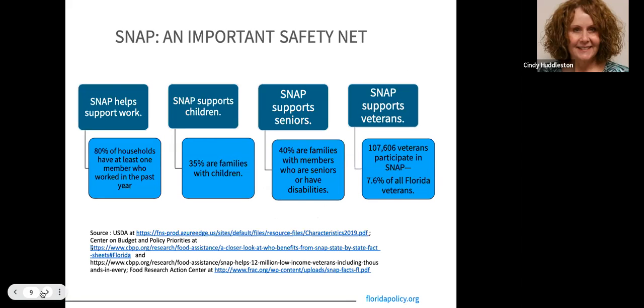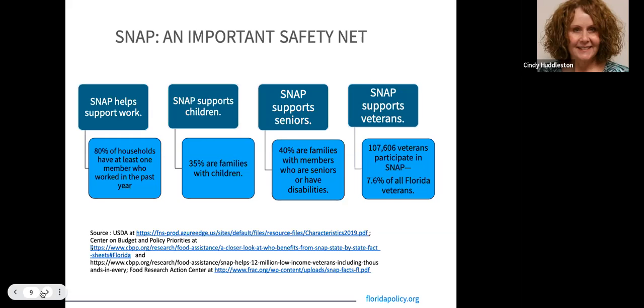Just to give you an idea of who's served in the program in Florida, families with children make up about 35% of SNAP households in the Sunshine State. 40% of households have a member who is a senior. Over 300,000 SNAP participants have a disability, including 62,000 children. 80% of households have at least one member who worked in the past year, so SNAP is a real benefit to low-wage workers. Over 107,000 veterans participate in SNAP, and over 20% are non-seniors with disabilities.